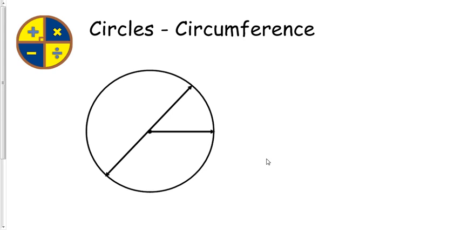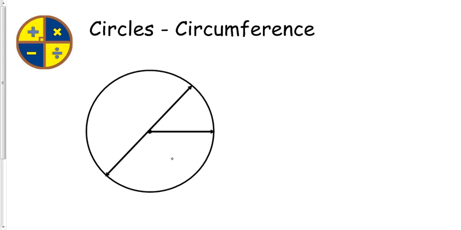Okay, so this is going to be the first video of two about circles, where we are going to look at how to work out the circumference of a circle. Before we start, let's just look at a couple of definitions that are going to be important to us. So to begin with, what is the circumference of a circle?